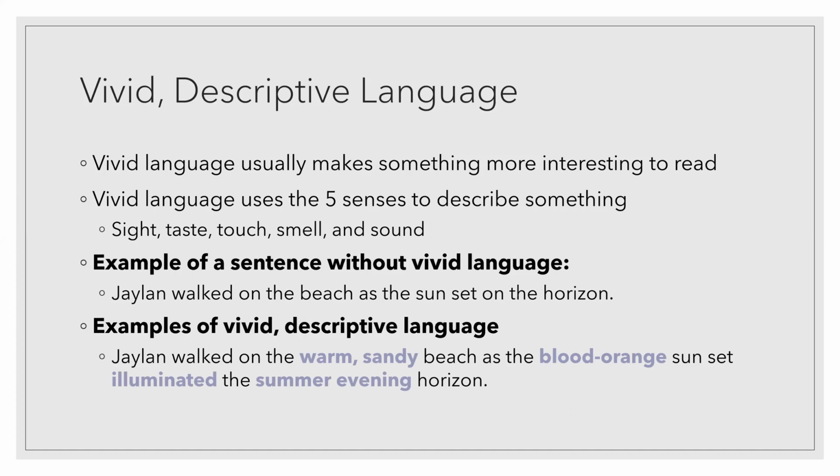Here's an example of a sentence without vivid language. Jalen walked on the beach as the sun set on the horizon. Okay, not a bad sentence, but it could be more interesting. Let's improve it. Jalen walked on the warm, sandy beach as the blood orange sunset illuminated the summer evening horizon.